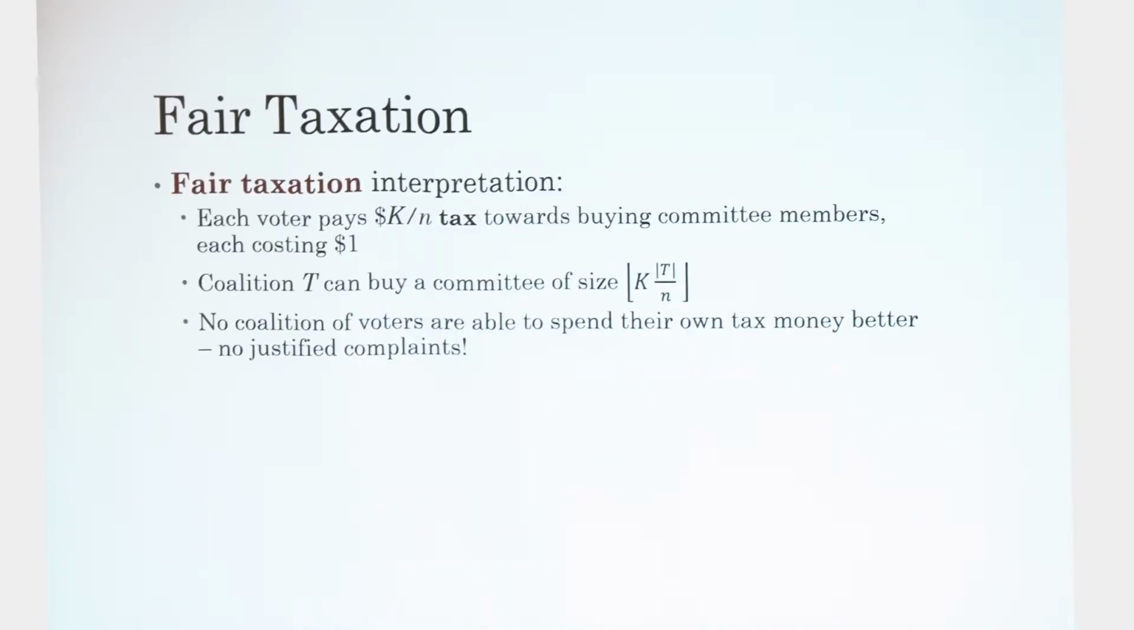And the notion here has some desirable properties. So here is the fair taxation interpretation. Each voter pays K over N tax towards buying any committee member, and each committee member costs $1. And for any coalition, because it has a smaller number of people, it can only buy a smaller committee. And if a committee is stable, then no coalition of voters can spend their own tax money to build a better committee for all of them. So their complaints are not justified.